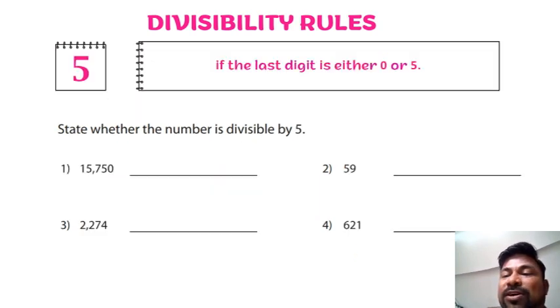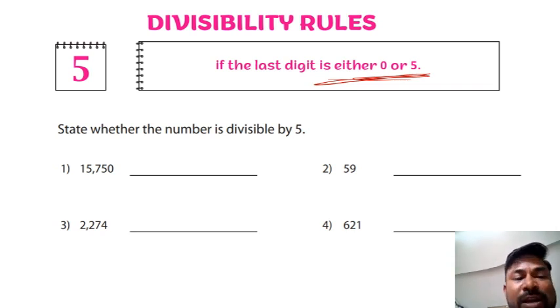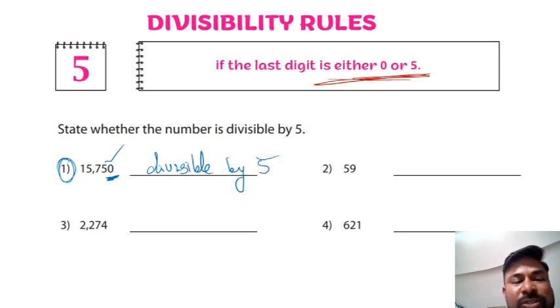Now let us go to 5. So the divisibility rule of 5. What does it say? If the last digit is either 0 or 5, then we can say the number is perfectly divisible by 5. Now let us see the last digit. What is the last digit here? 0. In the first sum, we are checking the last digit. Yes, it is satisfying. Therefore, I can say divisible by 5.